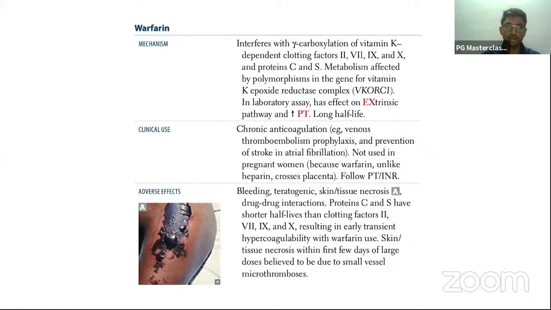Clinical uses are chronic anticoagulation for venous thromboembolism prophylaxis and prevention of stroke in atrial fibrillation. It is unfortunately not used in pregnant women because it crosses the placenta and has teratogenic activity. Its adverse effects are bleeding and skin/tissue necrosis. Drug-to-drug interaction is similar to heparin because it is metabolized by the liver. Skin tissue necrosis occurs within the first few days of large doses, due to small vessel microthrombosis, the concept of procoagulation.